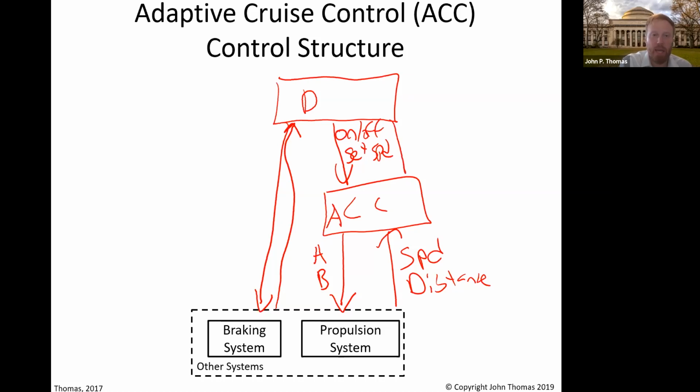All right, let's look at an upward arrow. Let's look at some feedback here. So what kind of feedback might the driver need to provide these commands? Let's look at the on-off command. Turning on, what kind of feedback do they need to know when it's a good idea to turn it on? And what about turning it off? What do they need to know?